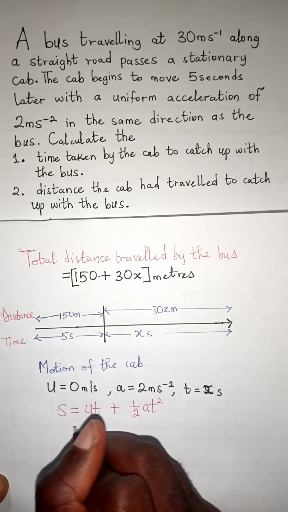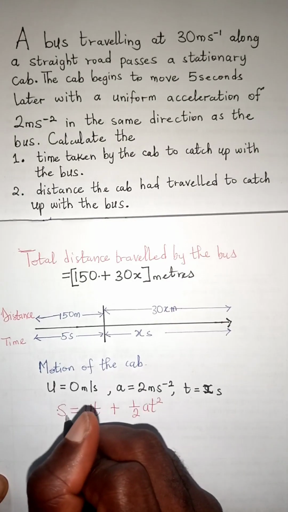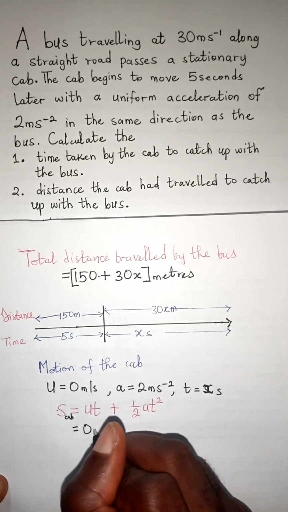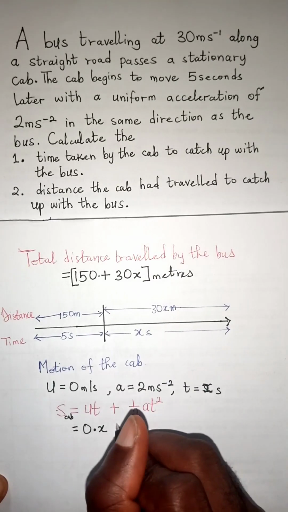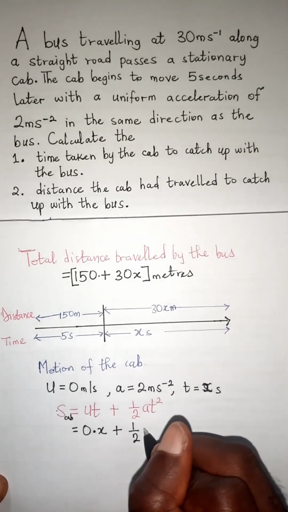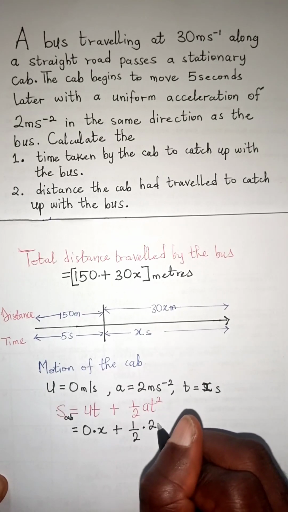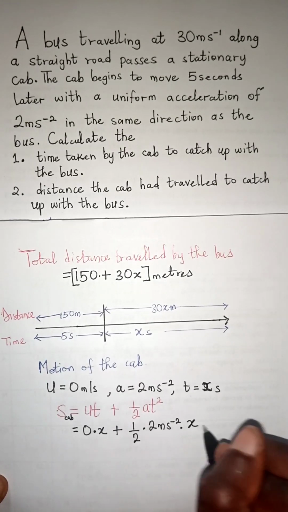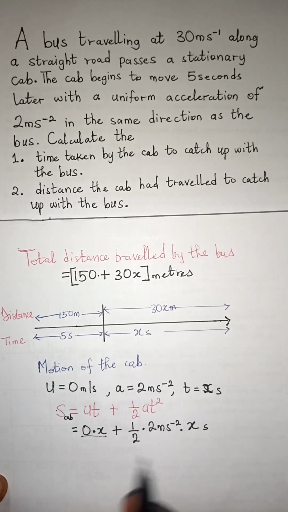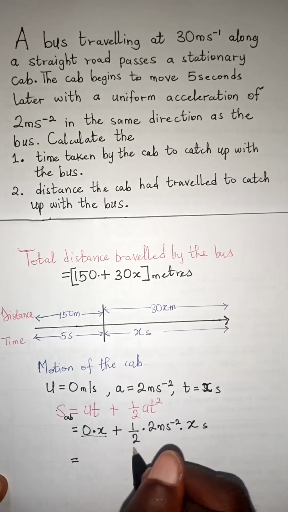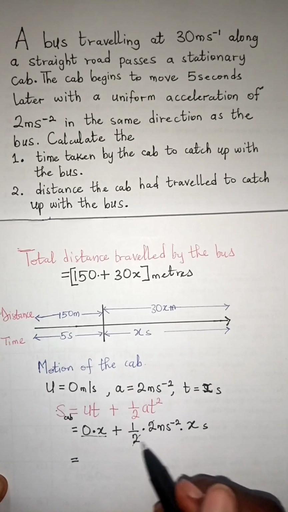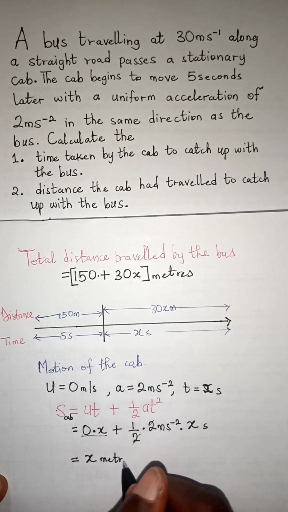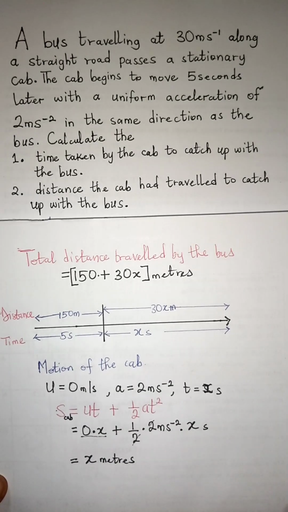So this distance covered by the cab, you can write S cab, is initial velocity 0 times the time x, the product of those, then plus half times the acceleration, which is 2 meters per second squared, multiplying the time squared, x squared. So this part becomes 0, and in this part we have 2 dividing 2, so we're only left with x squared meters. That is the distance covered by the cab.